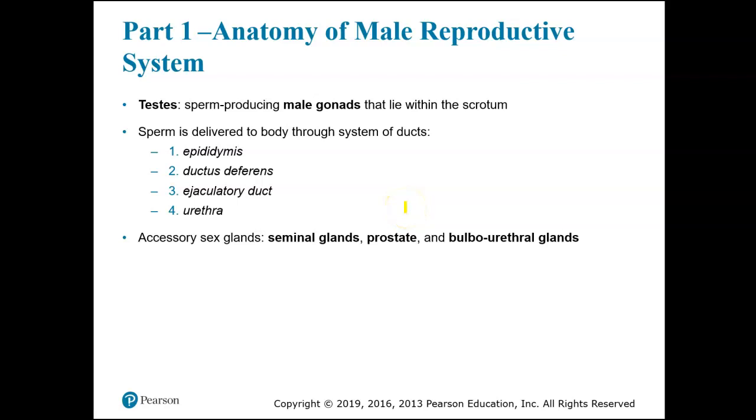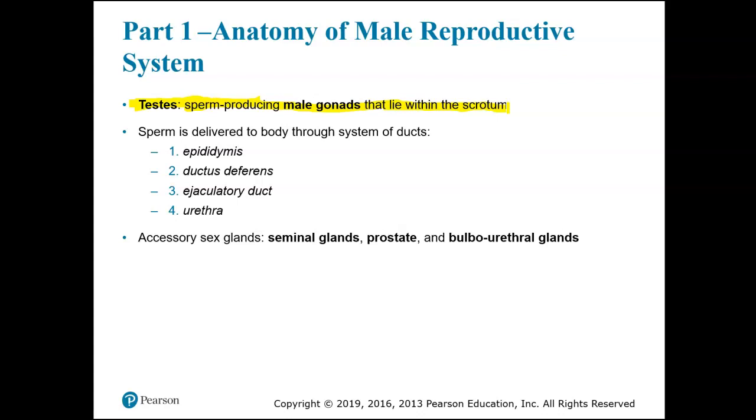Okay, so we are going to cover the male reproductive system. The gonads of the male reproductive system are the testes. The testes are defined as the sperm-producing male gonads that lie within the scrotum, which is just the sac for the testes. You've probably heard the term testicles, so a testicle is just a single testis. So testes is plural, testicle is singular.